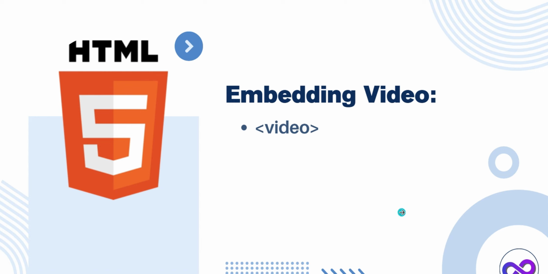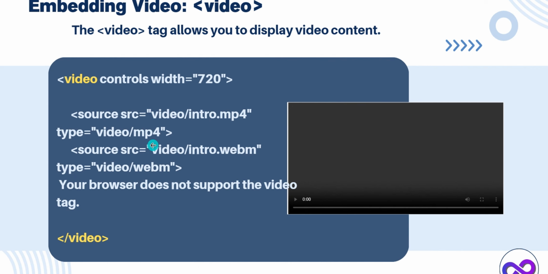Then, don't forget our video tag. The video tag allows us to display video content. We have different attributes in our video tag. You have the controls, which adds play and pause buttons. We have the width and the height as well that set the size of our video.